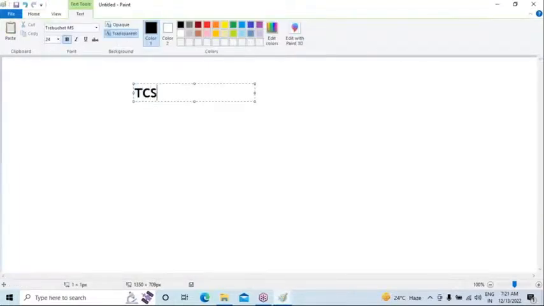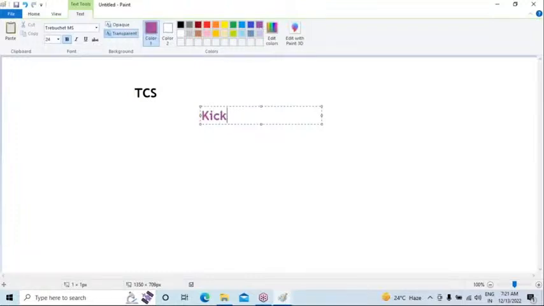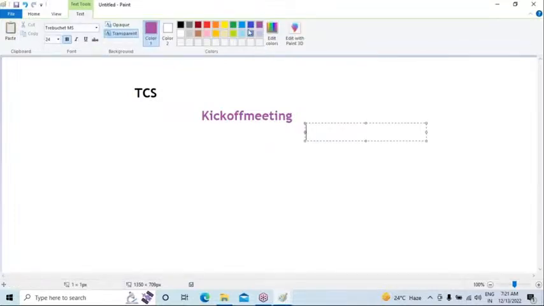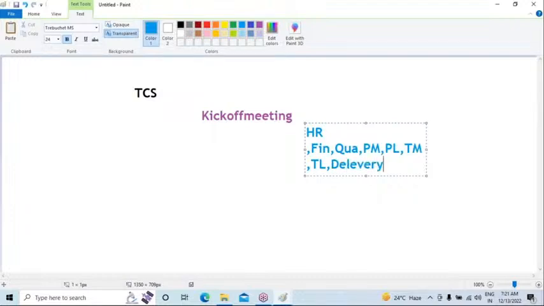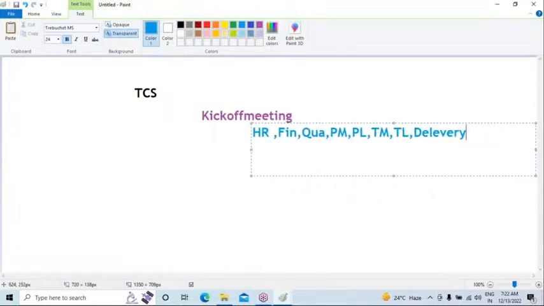After getting the project, what will the TCS people do? They conduct one meeting, called the initial meeting, the startup meeting, or the kickoff meeting. These are the names used in companies. Why are they conducting the meeting? Who are the people involved? All the high level people are involved: the HR managers, the finance team, the quality team, the project managers, the project leads, the team managers, the team leads, the delivery heads. Everyone is involved here, not testers like that.